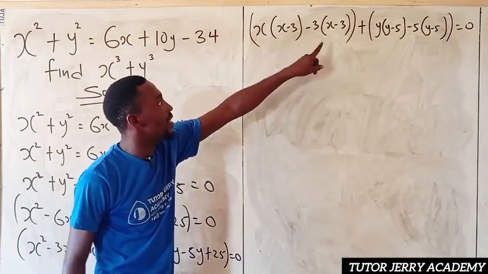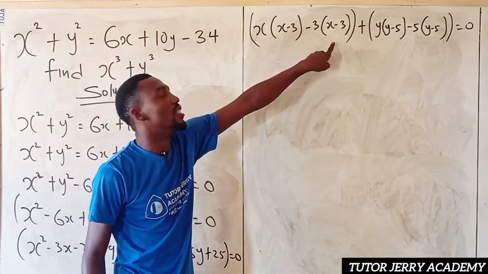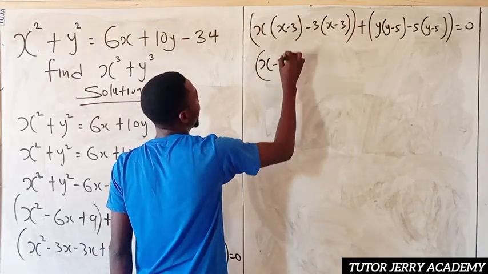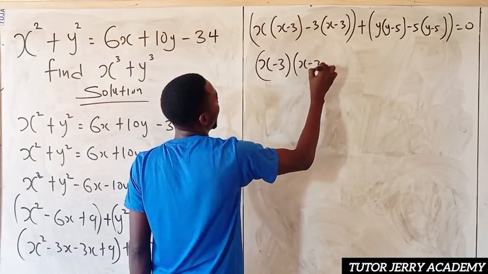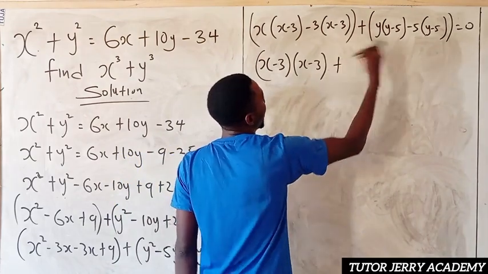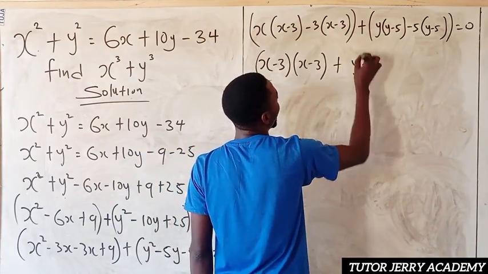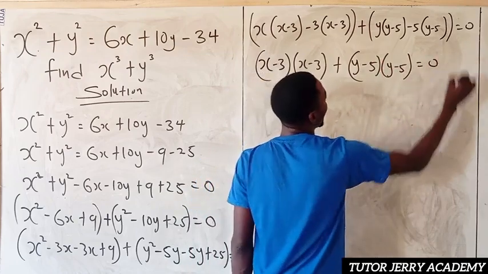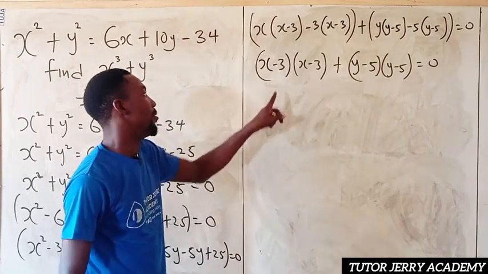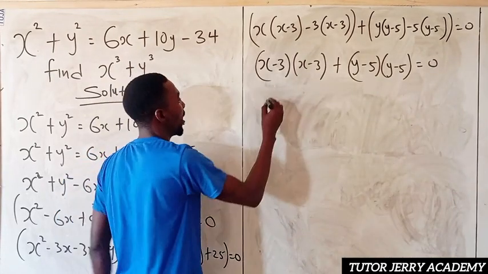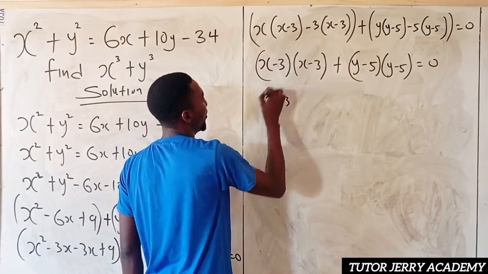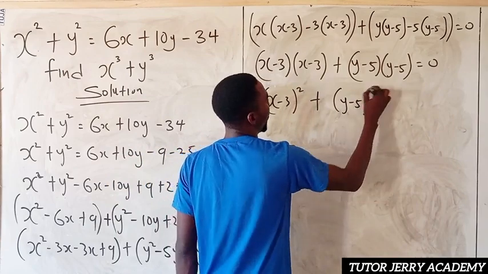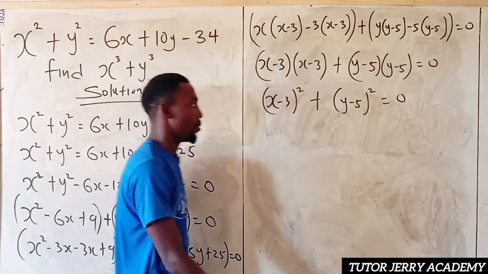So if you look at this, x minus 3 is common. If we factor out x minus 3, we'll be left with x minus 3, plus y minus 5 is common. If we factor out y minus 5, we'll be left with y minus 5, everything equal to 0. So if you multiply this with this, you are going to have x minus 3 all squared plus y minus 5 all squared. So this will be equal to 0.